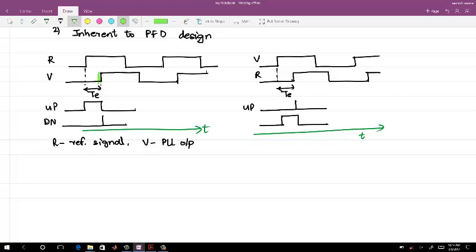Whereas in the other case, you are not changing the reference signal, you are changing the V signal, right? So what will change in the other case is the next reference edge. In the second case, if T is the phase error, you are applying proportional control. In the first case, because of the closed loop system, you are changing V itself.